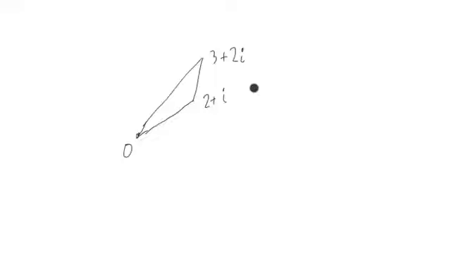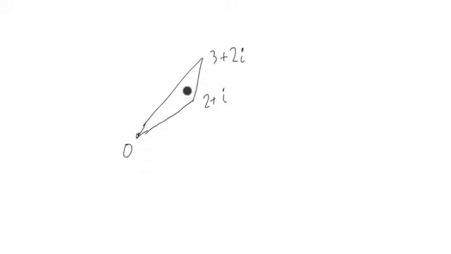Let's talk about how we can use complex numbers to find the area of a triangle. Suppose we have coordinates for this triangle, 2, 1, and 3, 2, and 0, 0. If one of the coordinates is not at the origin, we can always shift everything so one of them is. After we have this setup, let's talk about how we can find the area of this triangle.